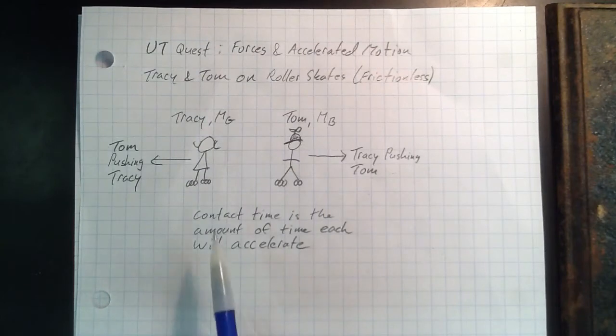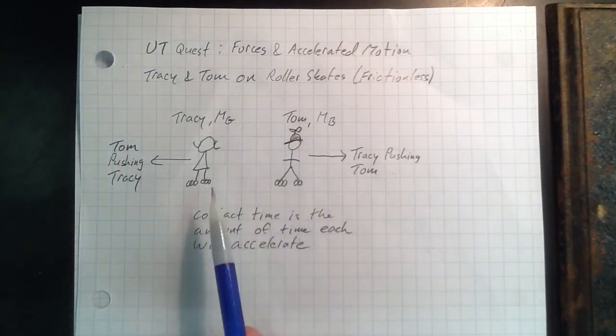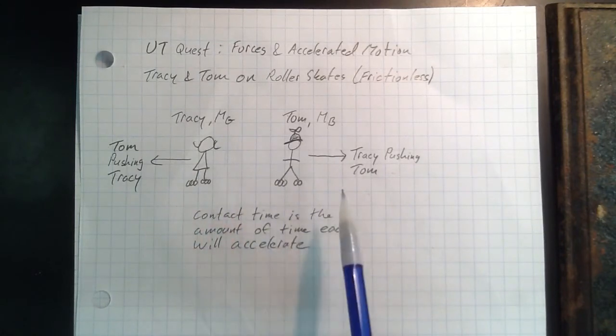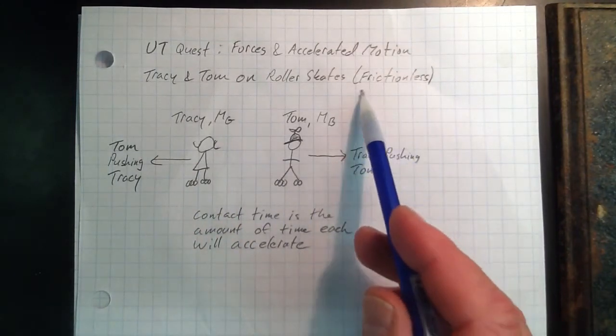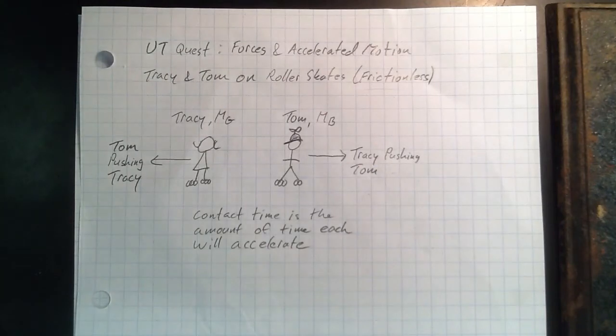Okay, here we have Tracy and Tom, and they are pushing on each other. They're on roller skates, so we're going to assume that this is frictionless. What I'm going to do then is take this force of the push as F net. Everything else is going to cancel out.